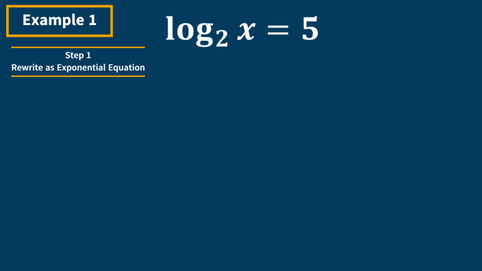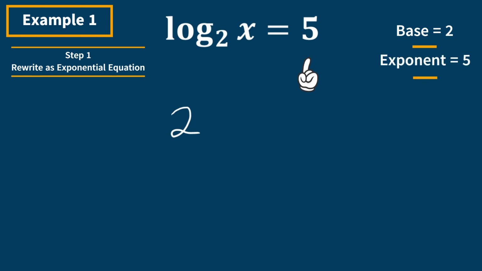So, first things first, let's look at our base. Our base here is 2, so we are going to write that down. Okay, so we have the base, and now we know that 5 is the exponent. That means the 5 is going to go as the exponent above the 2. And that's going to equal the number, in this case x.